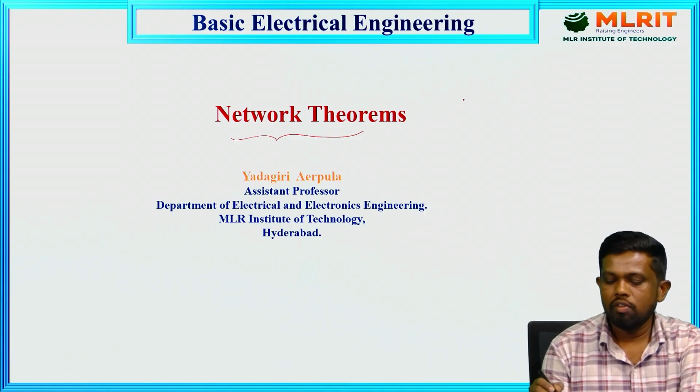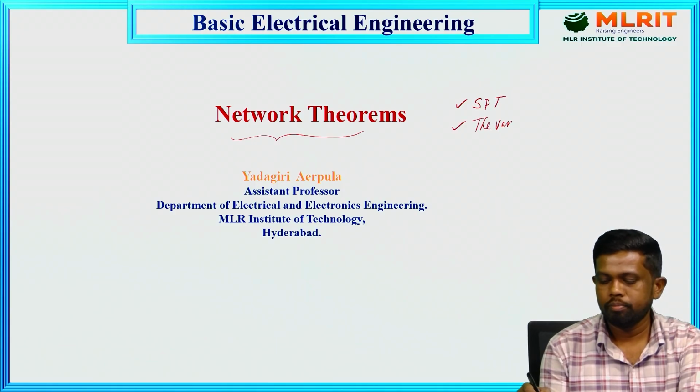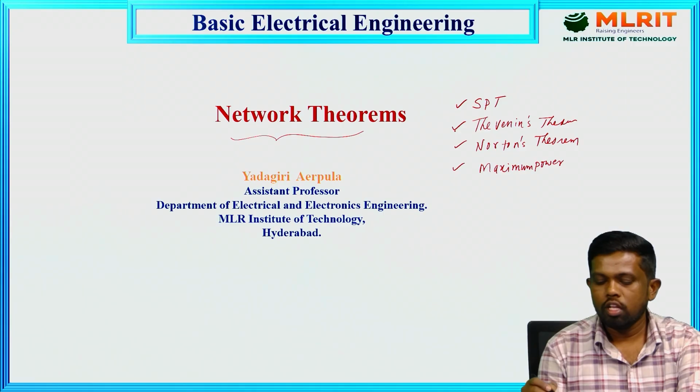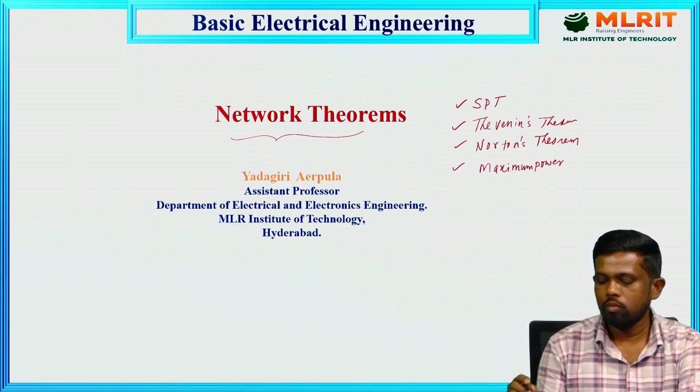So there are different types of network theorems. The first one is the superposition theorem, the second one is Thevenin's theorem, the third one is Norton's theorem, and the fourth one is the maximum power transfer theorem. These four theorems we are going to discuss, and they are used to apply to any kind of complex circuit to get the response within a short time.